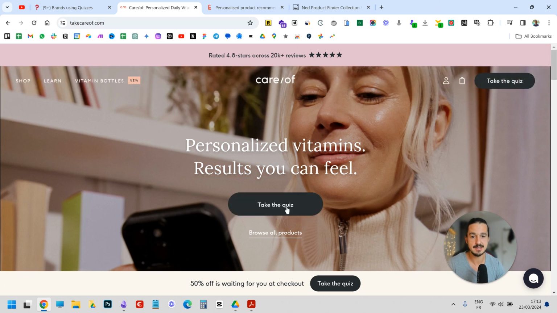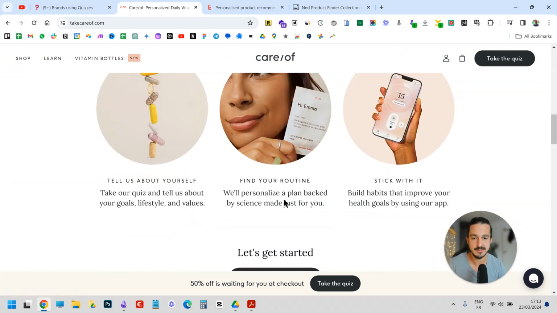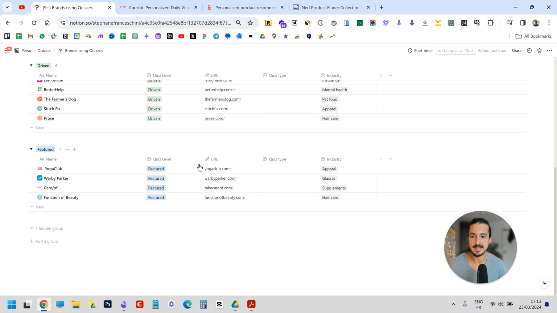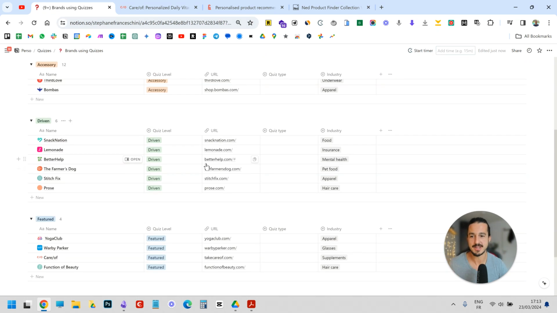It's here, and I wouldn't be surprised if you look at the different ads, the quiz appears on the landing page where the ads are pointing to. That tells us that they are really confident in the way they built the quiz and in the results that they have. And now the third one is the quiz-driven website, and those are the best ones.